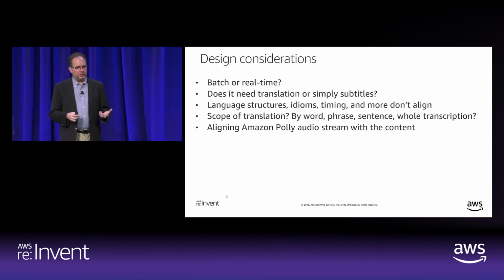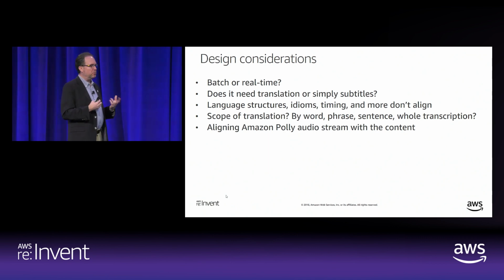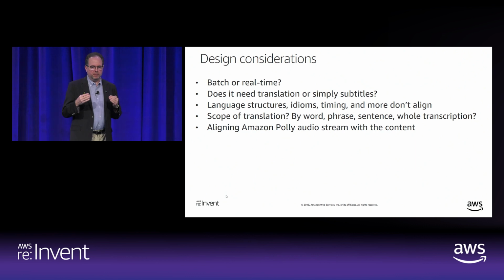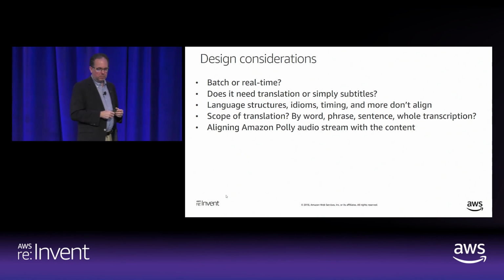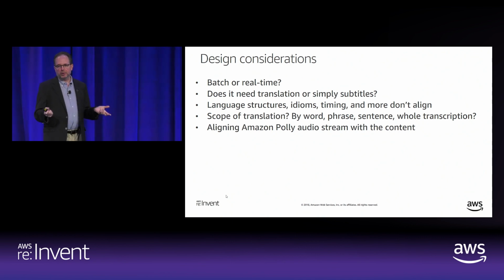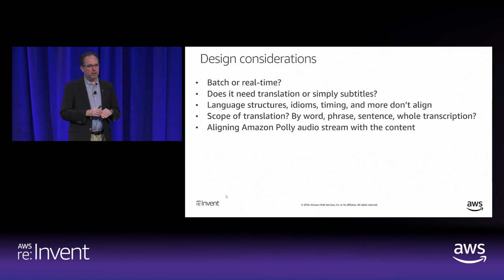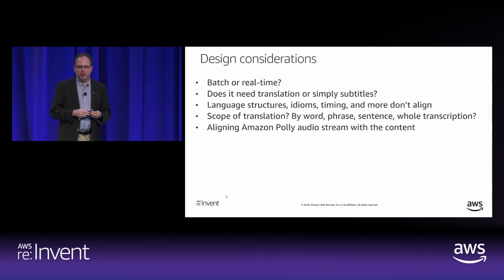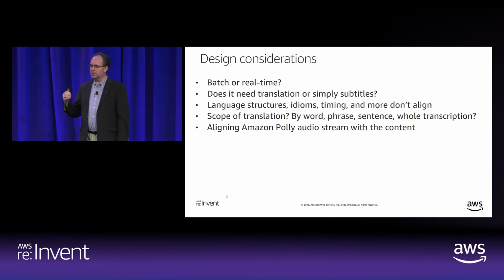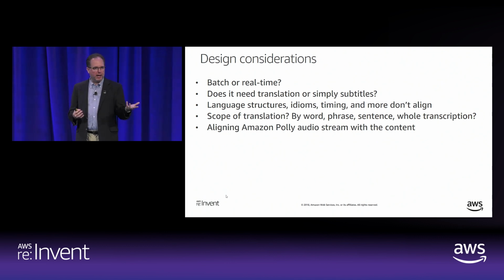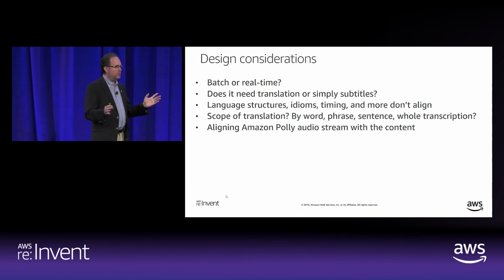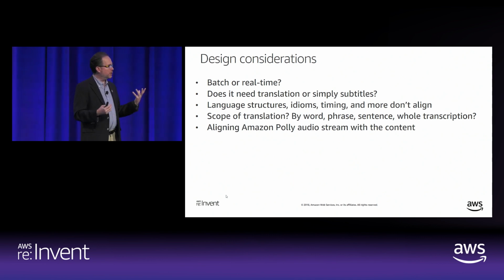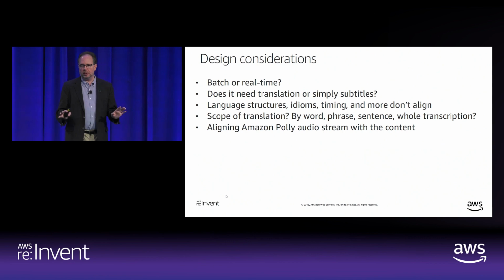So there are some design considerations when you're actually trying to put translated audio or translated subtitles into your video. First off, do you need it to be batch or real time? If you have the call center scenario, for example, you might want to do some of that real time and you might want to do some of that batch. If you're looking at everything that happened today and you want to go back and be able to get transcripts out of it, batch is probably perfectly adequate.